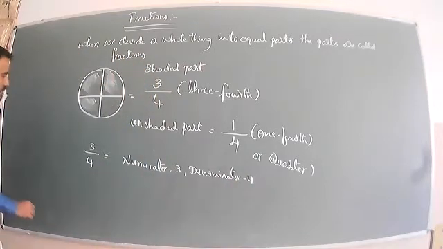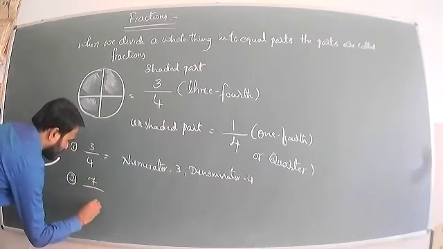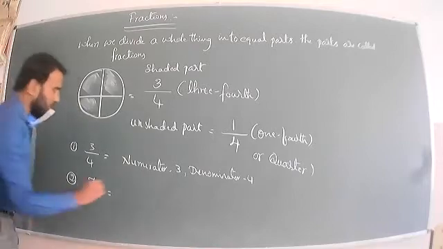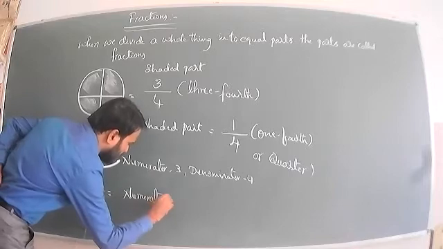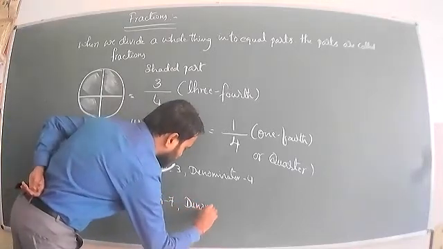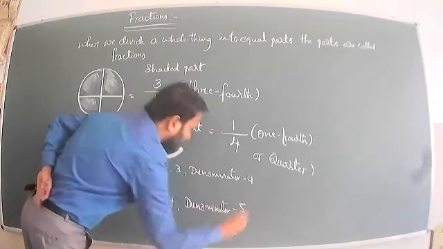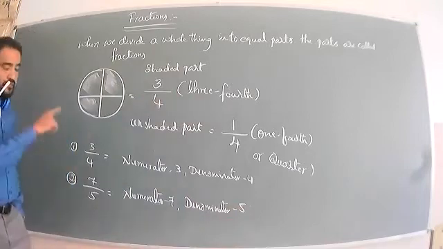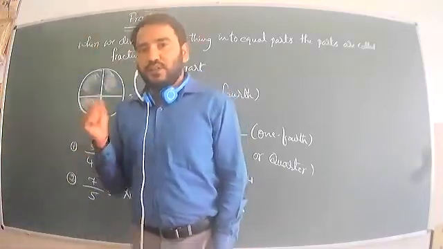I will take another example, the second one, 7 by 5. Which is the numerator? The numerator is 7. The denominator is 5. We have already learned these concepts, numerator and denominator.